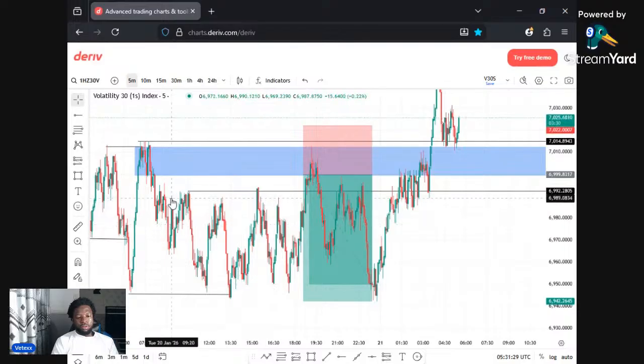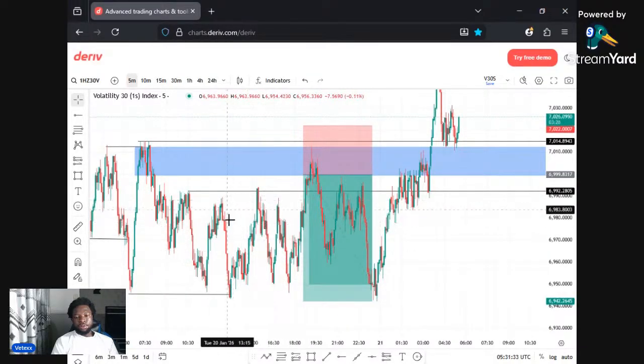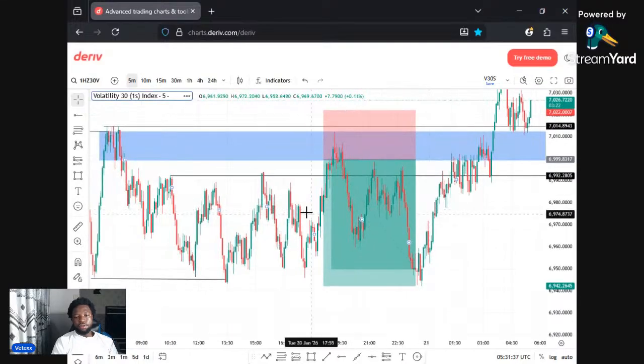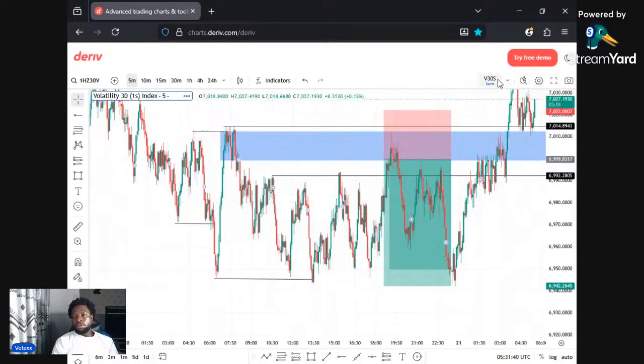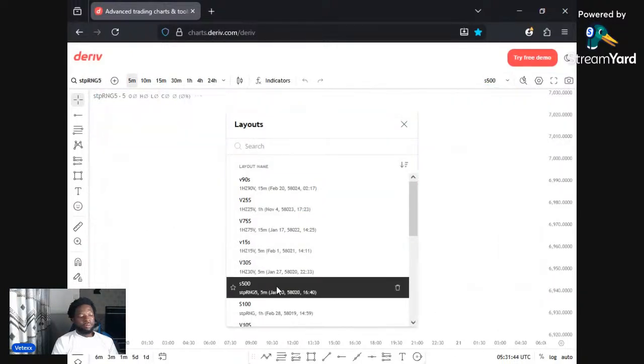Okay. So this is what we had yesterday on V31s, but I was not able to call out the trade because there was no confirmation on the trade. So I just let it pass. So the next pair we are going to be checking out is Step 500.